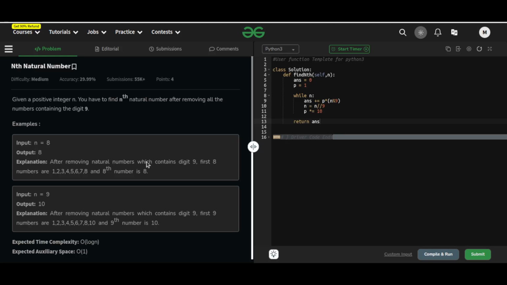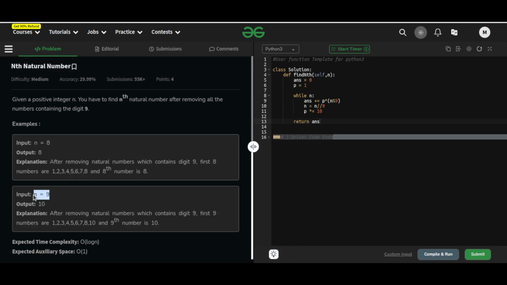Hello guys, in this video we are going to discuss the solution of the problem nth natural number. So let us look at the problem statement. The problem statement says given a positive integer n, you have to find nth natural number after removing all numbers containing the digit 9. So for instance, if n equals 8, we are returning 8 because in this sequence there isn't any 9 and 8 is the 8th natural number.